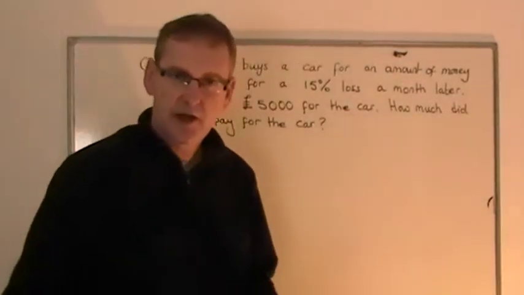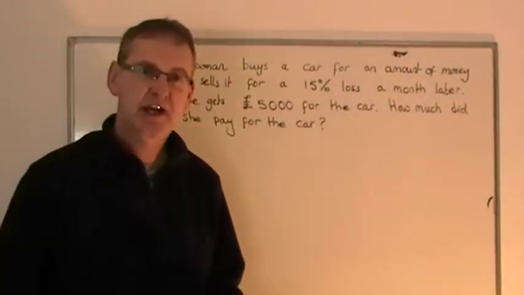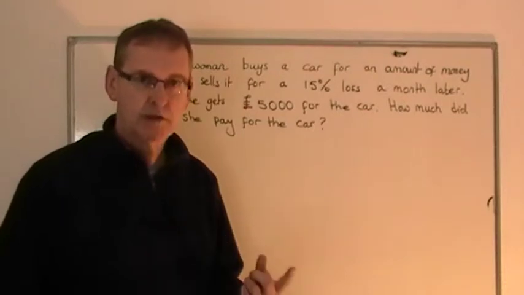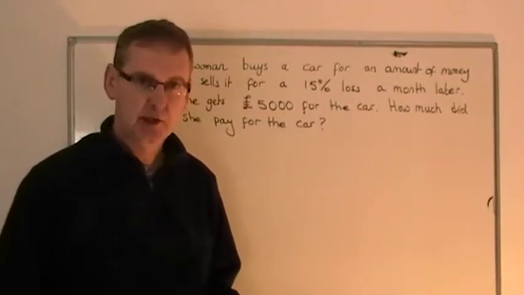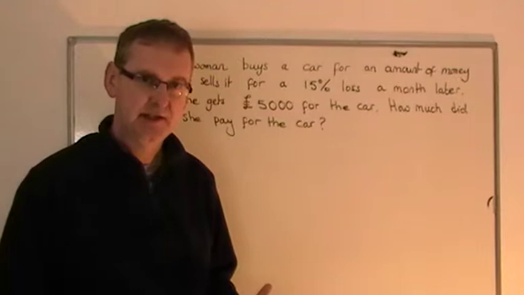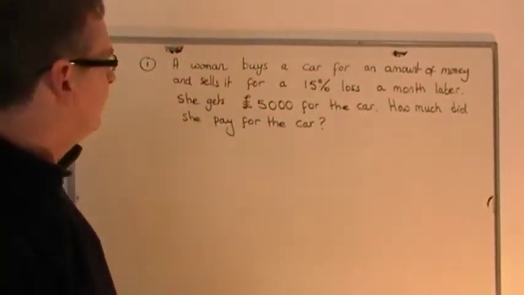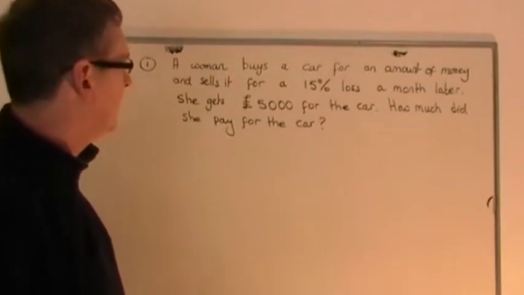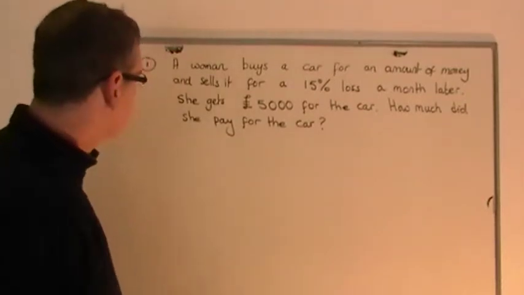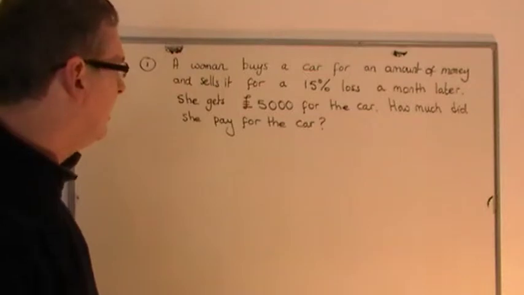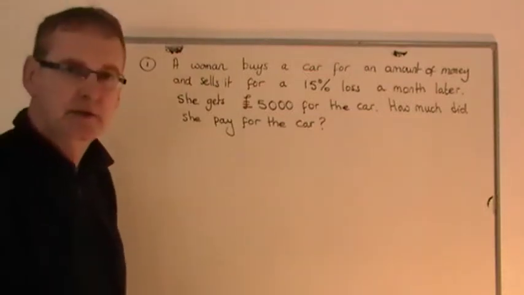Another example of one of the harder percentage questions, and once again I'm just going to go through one example quite slowly so you can hopefully understand the basic concept of what's going on. A woman buys a car for an amount of money and sells it for a 15% loss a month later. She gets £5,000 for the car. How much did she pay for the car?